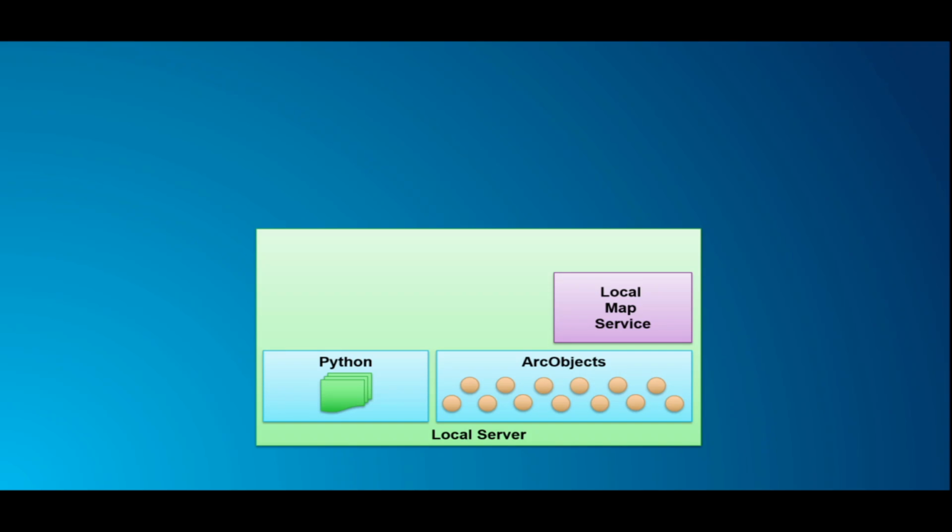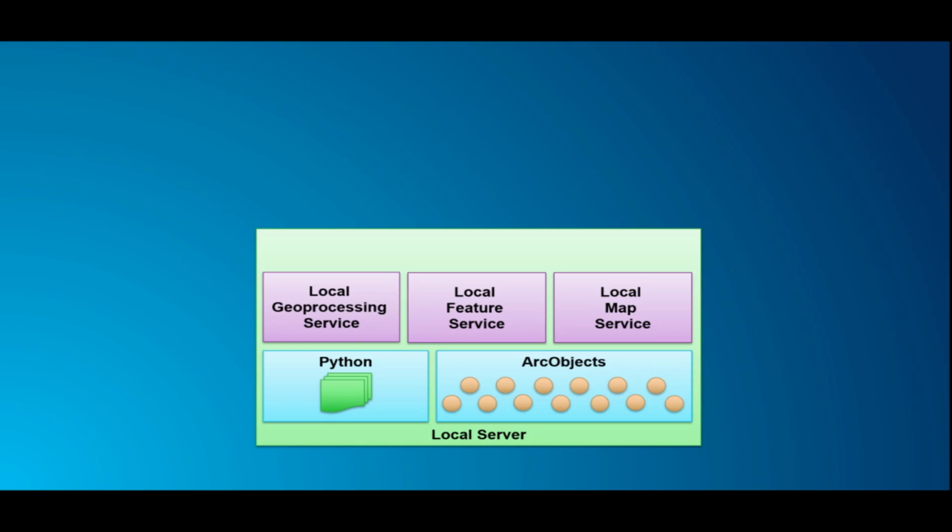What we have within the local server then is a series of local services that run on top of local server using those Arc objects, using Python, so a local map service, a local feature service, and a local geoprocessing service. All of those are exposed through a REST API interface. So that's essentially very much like a mini ArcGIS server, but running locally on your device, and interaction is handled entirely through the ArcGIS Runtime APIs.